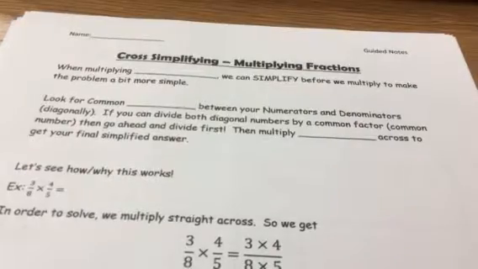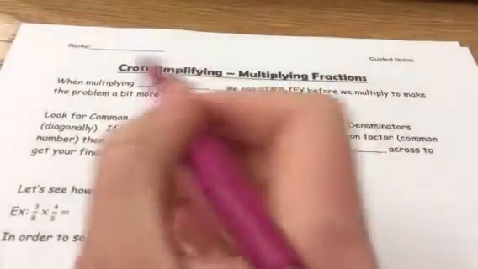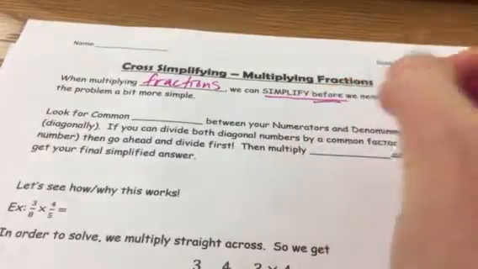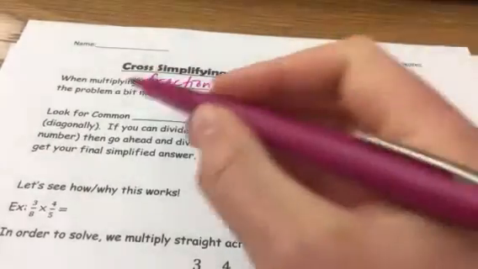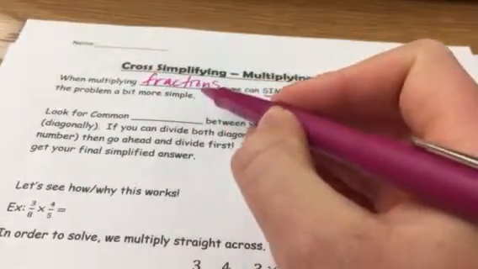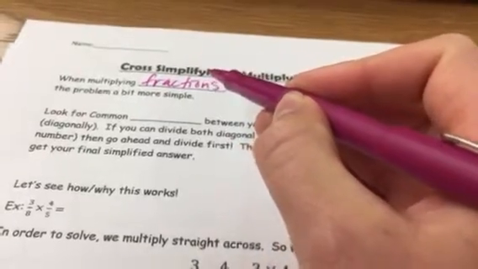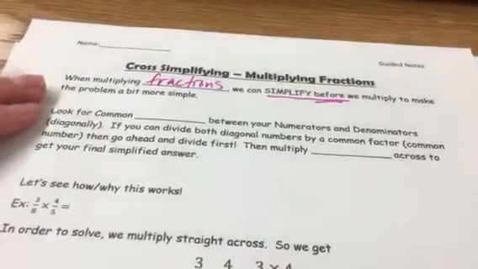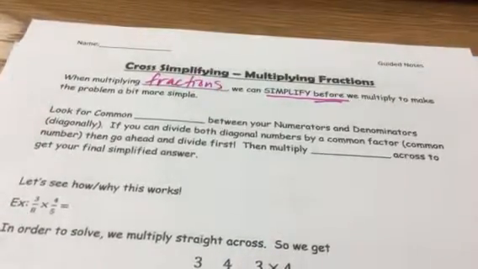So we can do a thing that's called cross-simplifying. When multiplying fractions, we can simplify before we multiply to make the problem a bit more simple so that we're dealing with smaller numbers. So what we want to do, here's the instructions. I'll show you how it works and why it works.